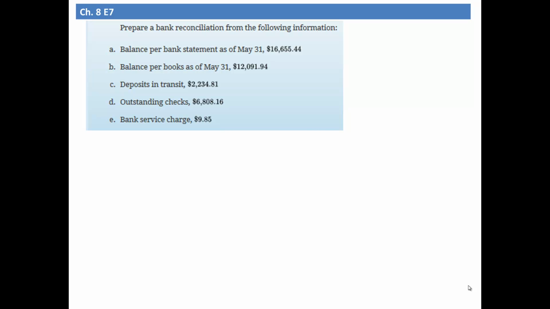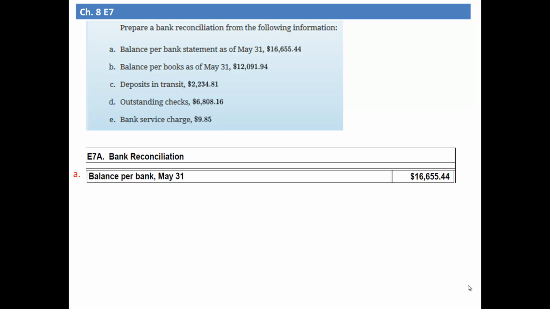The way we're going to start off is with our balance per bank, and that's A above. So we open our bank statement and it says that we have $6,655.44. But if you look at B, our book balance, our checkbook or our cash account in our ledger, says we have $12,091.94. So there's a significant difference there, and our job is to find out why.